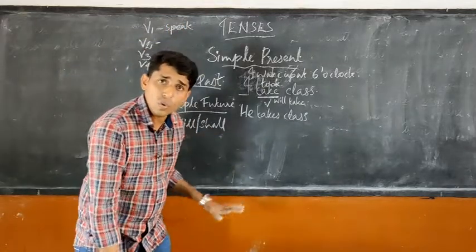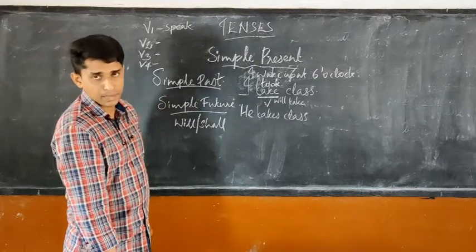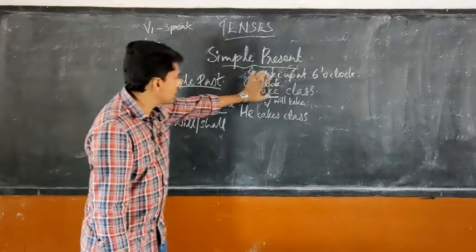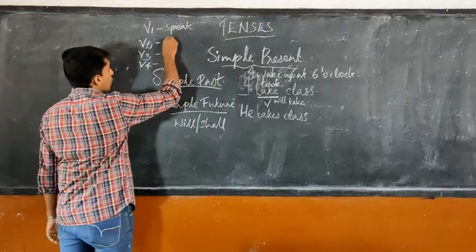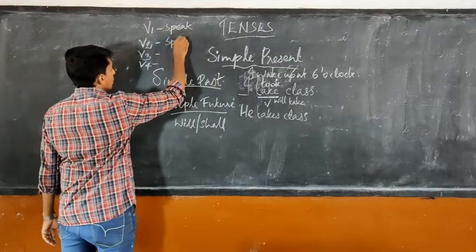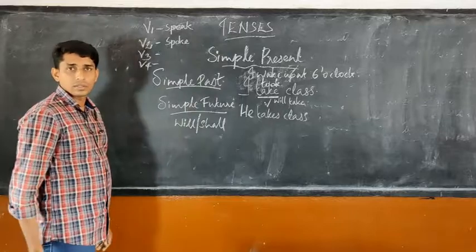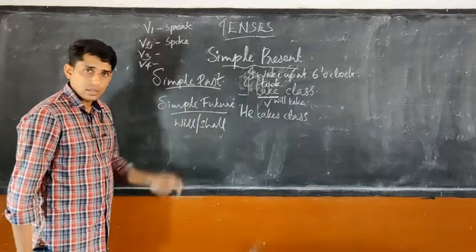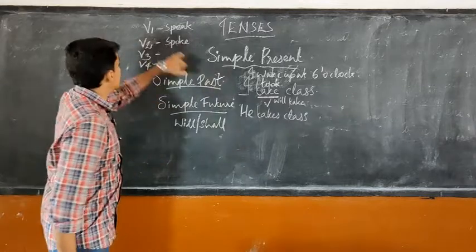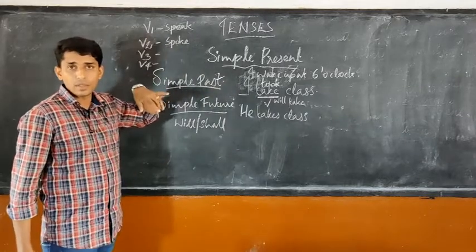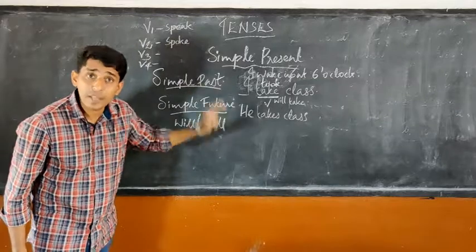The present form is always called V1. Keep in mind, the present form can be used with simple present tense: speak. The second one is the past form. That is V2: spoke. Right? So keep in mind, if we want to use V1, that is the present form. If we want to use V2, that is the past form.